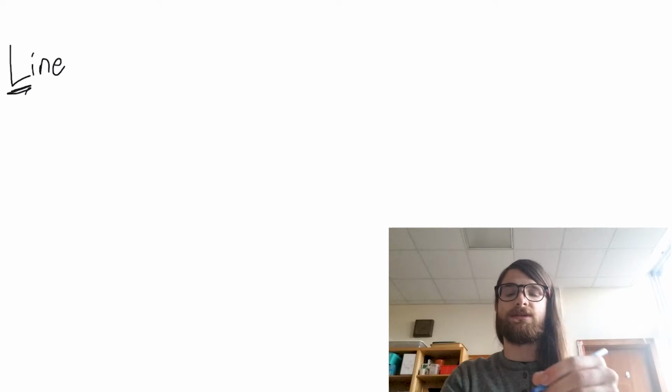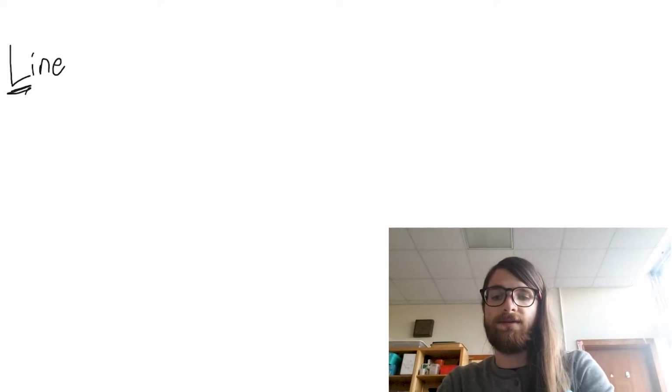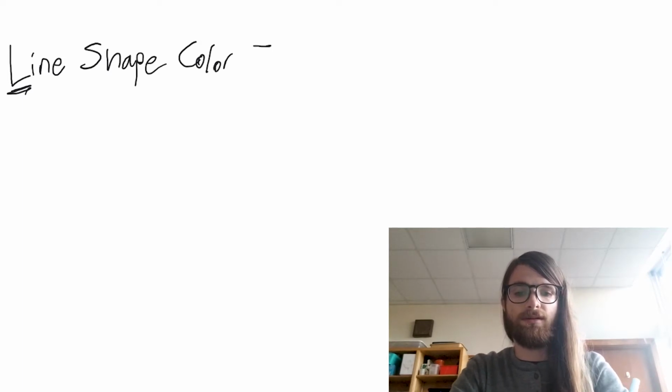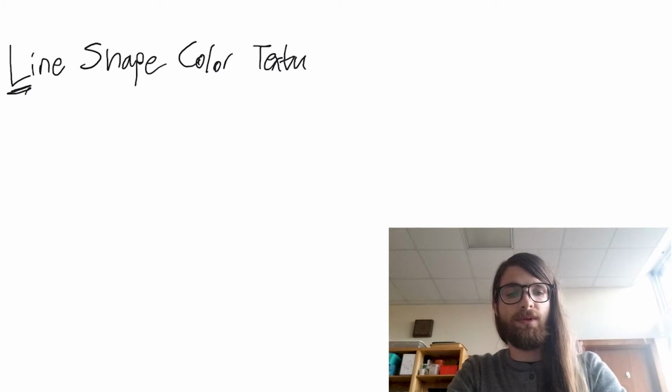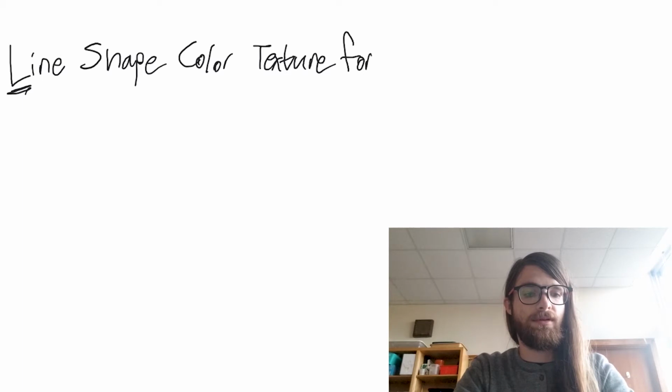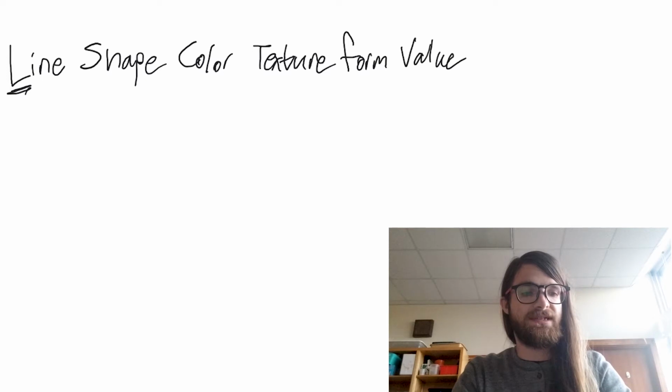Now the first one is line. So what I'm going to do, and what you guys are going to do during class, is write the first one, line. Now line starts with an L. That's going to be important in just a minute. So we have line, we have shape, we have color, we have texture, we have form, we have value, and we have space.